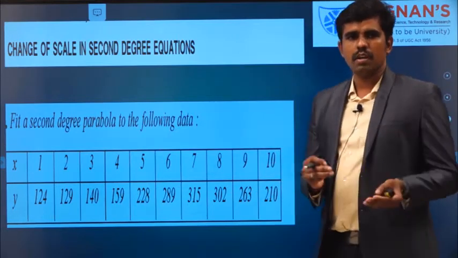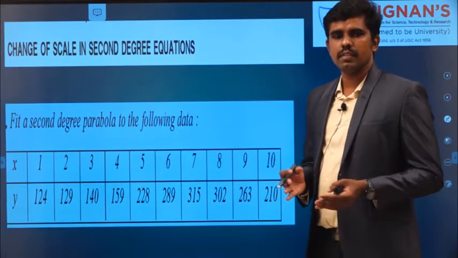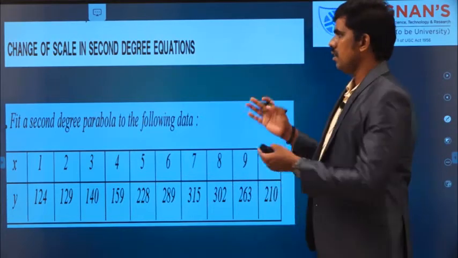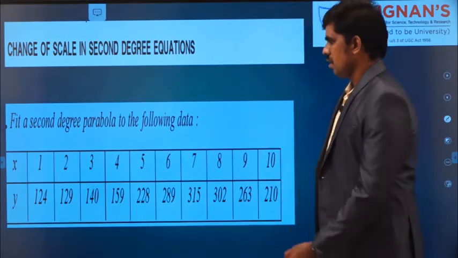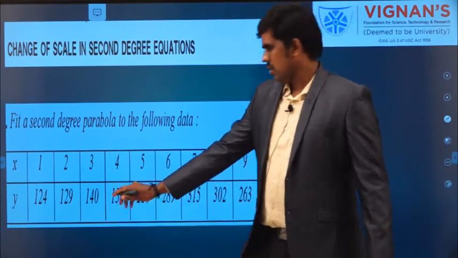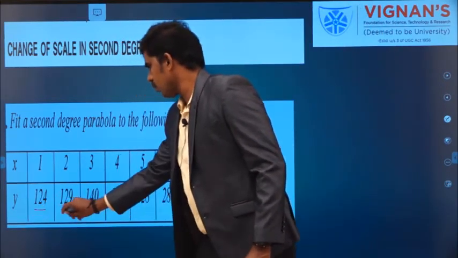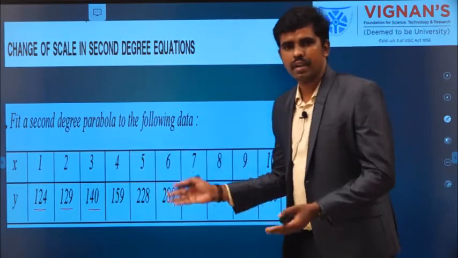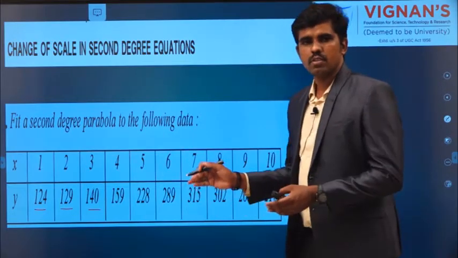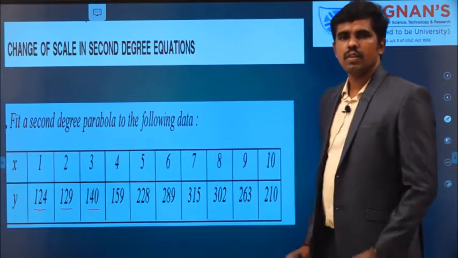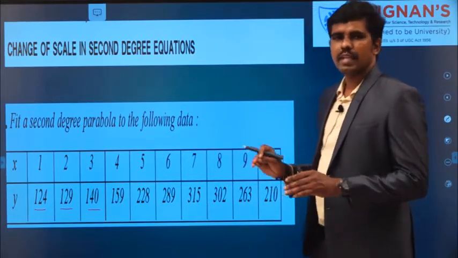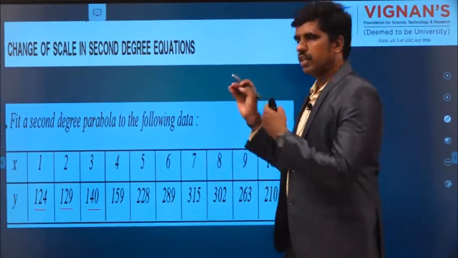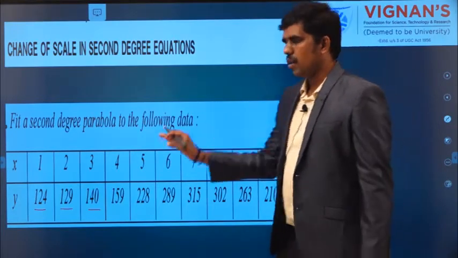We can deal with small numbers, no need to deal with large numbers. We can calculate in an easy way, so that is why we are using change of scale. So you see here, y values are 124, 129, 140, so they are somewhat big values. If you find x square, y square, you will get somewhat high values, so the calculation will be somewhat tough, and it will take time also. That is the reason why we are changing the scale of the original problem.